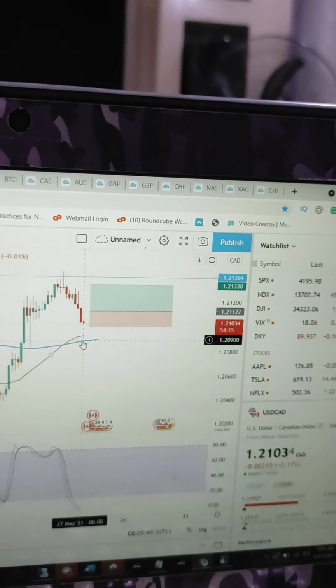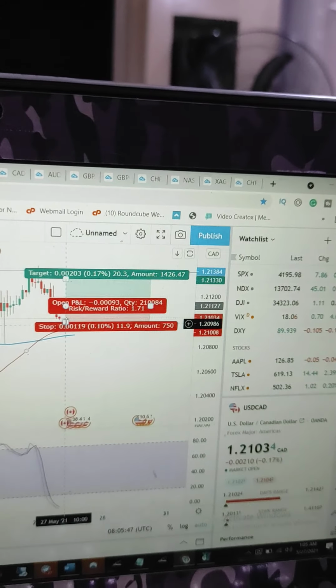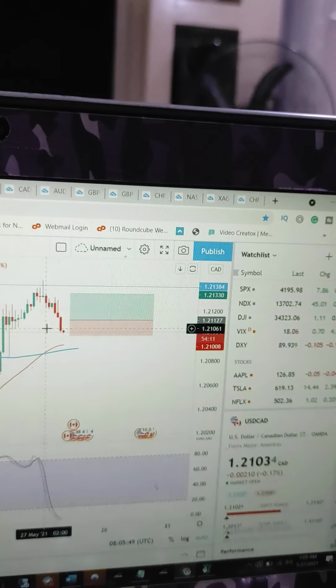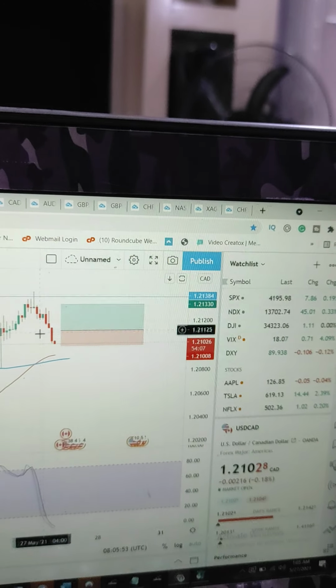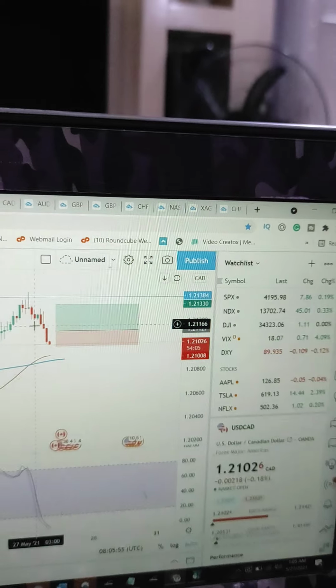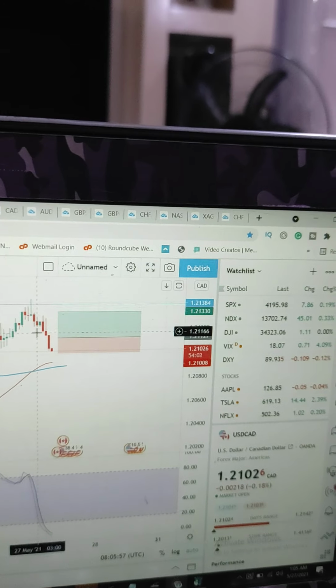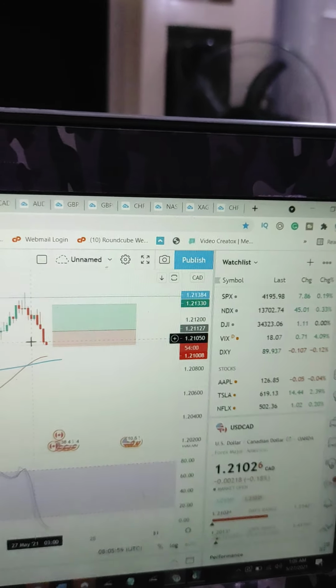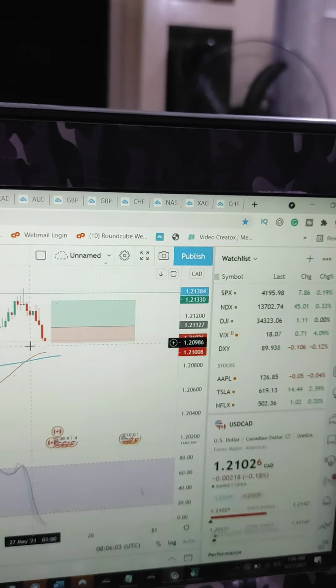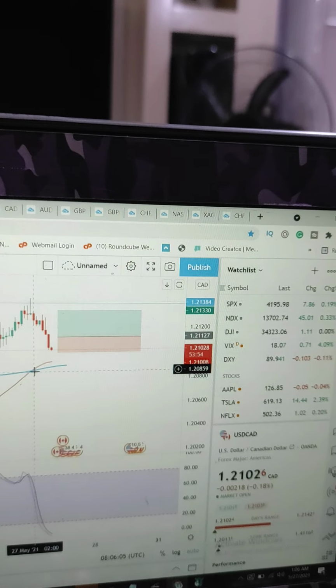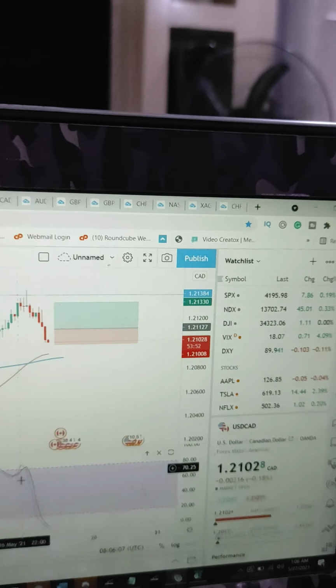So that is where I opened the trade, and this is my stop loss and this is my take profit. You can see it has almost hit my stop loss, which I think it will. So how did I get this trade wrong?